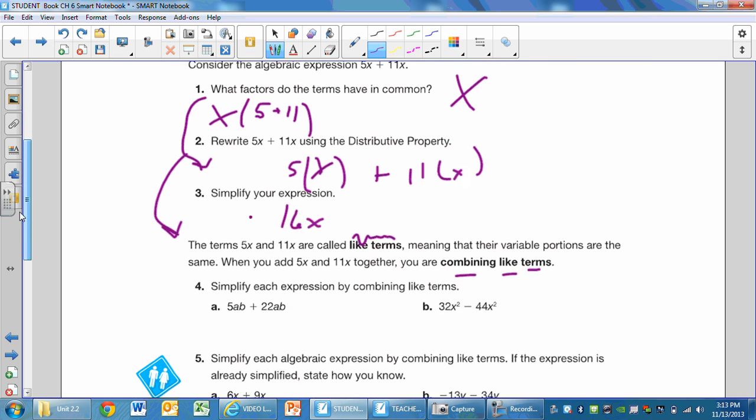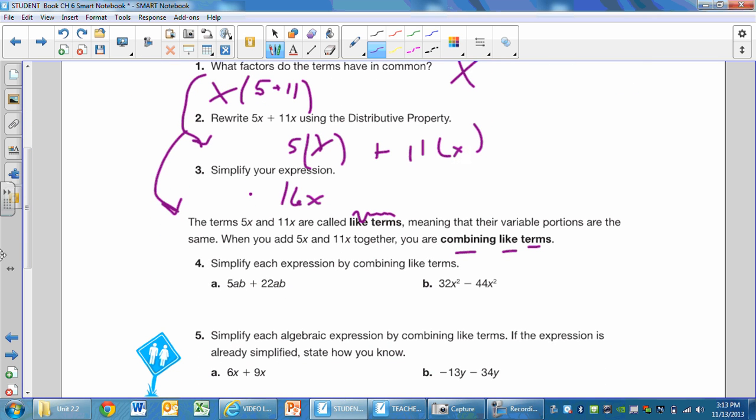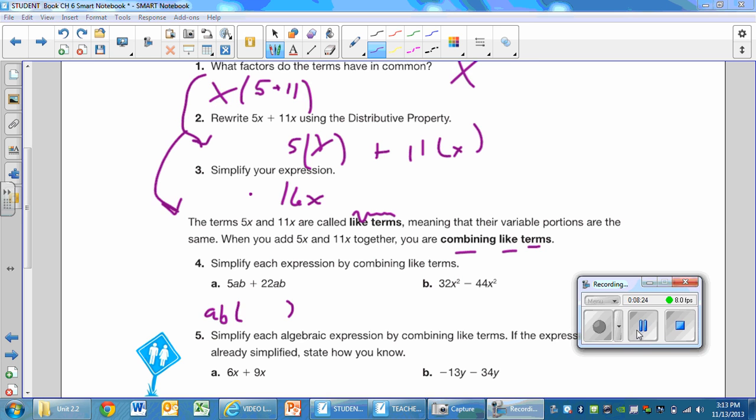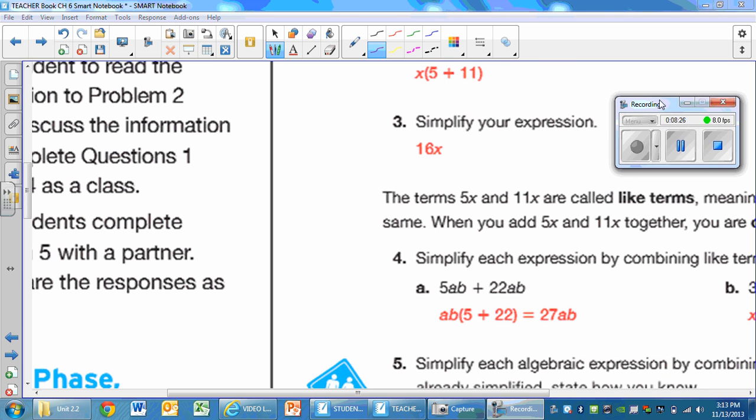Alrighty. 4. Simplify each expression by combining like terms. Well, I have a and b, so I'm going to pull out the a and the b. And then I'm multiplying by 5 and 22. Well, I have 5 of these and 22 of these. So should we do 5 times 22? Or should we do 5 plus 22? Go ahead and think about that for a second. All right, we should add them because the sign is adding, so 27ab.